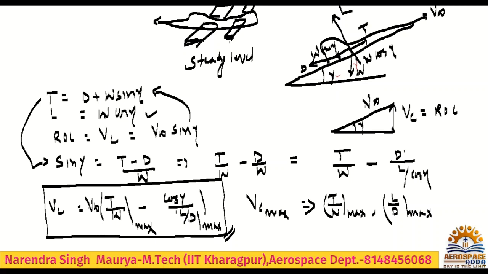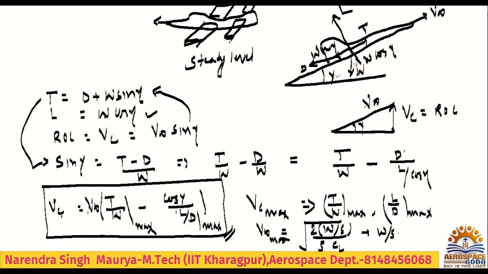And in this, what is the V infinity? V infinity also you can check. It is nothing but 2W by S divided by rho CL. So for maximum VC, this V infinity should be maximum. So for V infinity maximum, you can say W by S, which is nothing but wing loading, should also be maximum. Check all the options here.